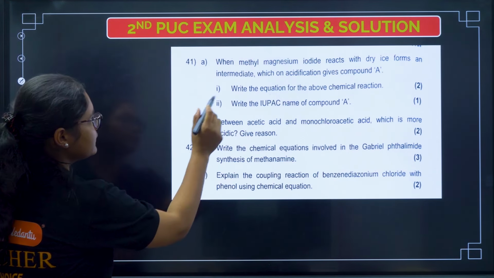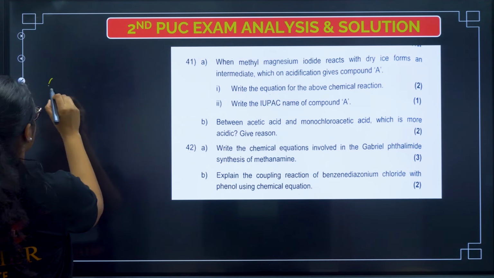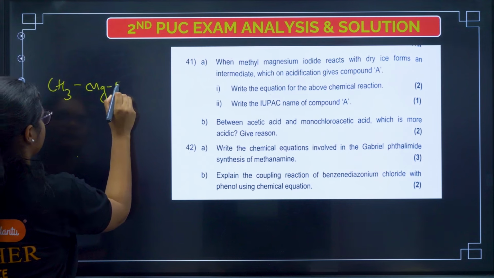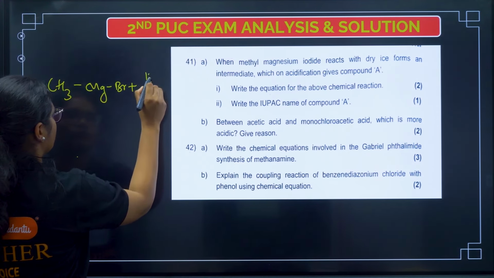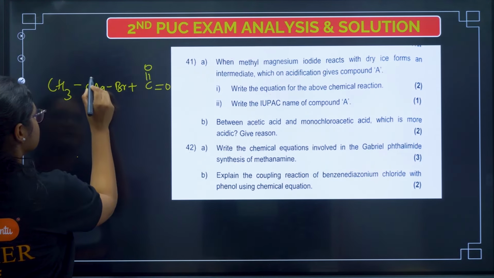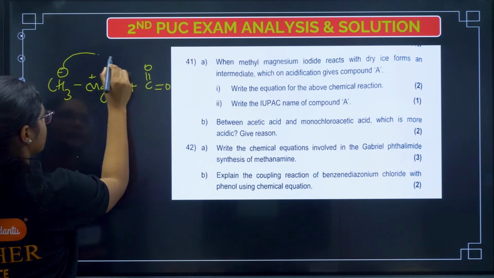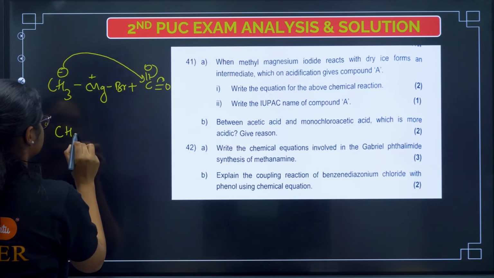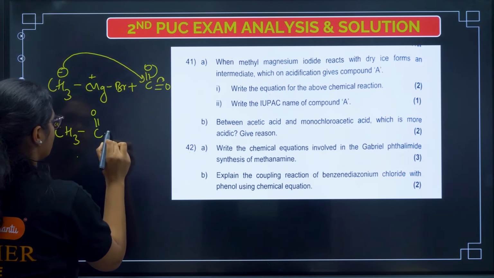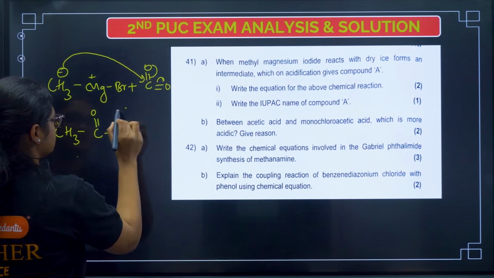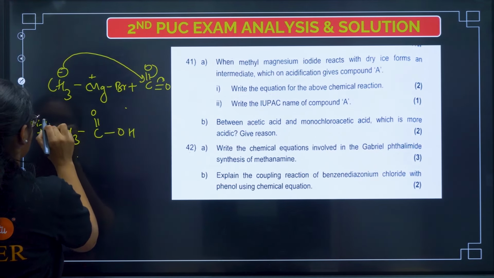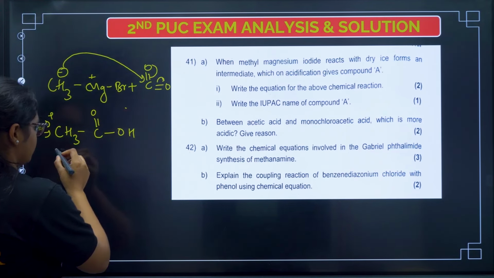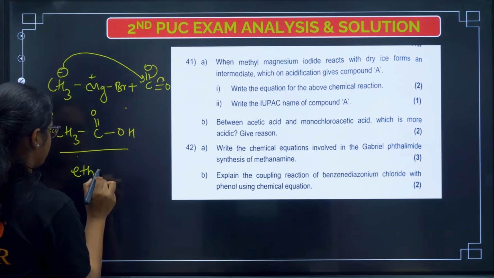So what is the equation here? We have this methyl magnesium bromide, CH3MgBr, plus CO2, right? So you can see this part is plus, this part is minus, this will attack on this carbon, this will go back, and then we will get our compound CH3COOH after hydrolysis, right? You have to write here hydrolysis. So write the equation for the above reaction. What is the IUPAC name of the compound? The IUPAC name is ethanoic acid.